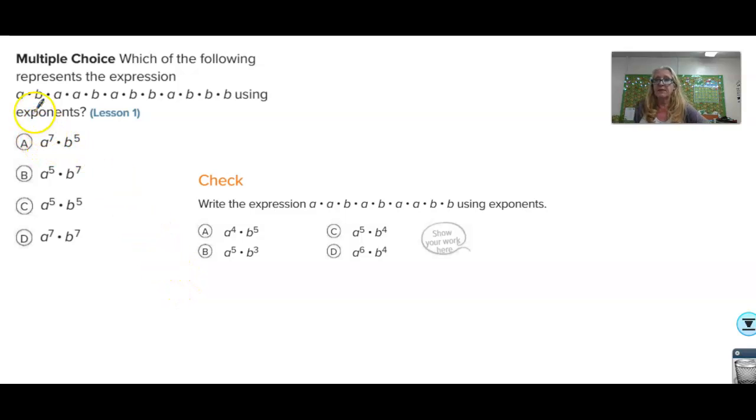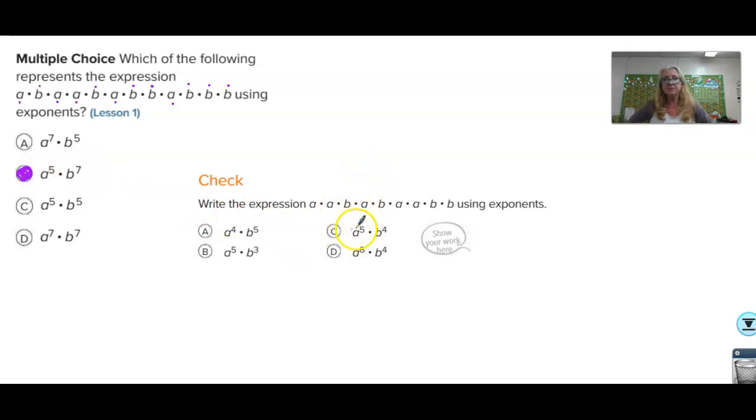All right, and then they had you do it with variables, okay? You just have to count up how many there are. Here, we start with A's. We always go in alphabetical order. A's, we have 1, 2, 3, 4, 5 A's. So it's going to be one of these two middle ones. How many B's are there? 1, 2, 3, 4, 5, 6, 7 B's. So the answer is B.